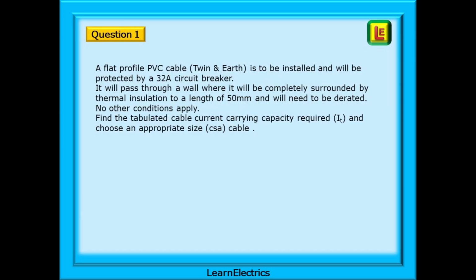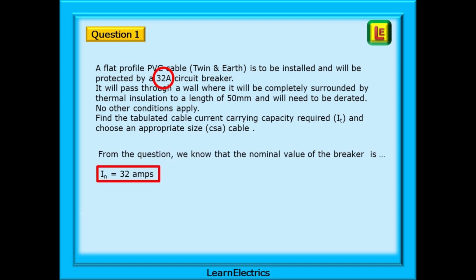The question asks, a flat profile PVC cable or twin and earth is to be installed and will be protected by a 32 amp circuit breaker. It will pass through a wall where it will be completely surrounded by thermal insulation to a length of 50 millimeters and will need to be derated. No other conditions apply. Find the tabulated cable current carrying capacity required, IT, and choose an appropriate size or CSA of cable. From the question, we know that the nominal value IN of the breaker is 32 amps.